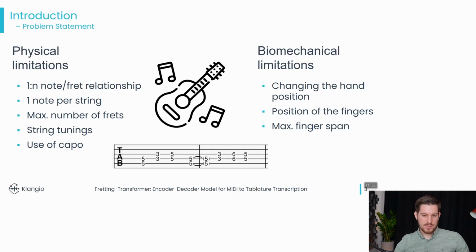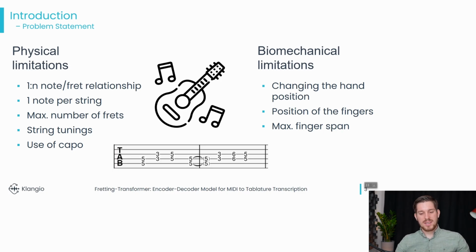Why is this interesting? This is a very interesting problem because we have more than one option to play a note on the guitar for most of the notes. So we have a one-to-n note-fret relationship, and there are also some other physical limitations that we have to consider. For example, we can only play one note per string, which also means that we can play at most 6 notes at the same time.